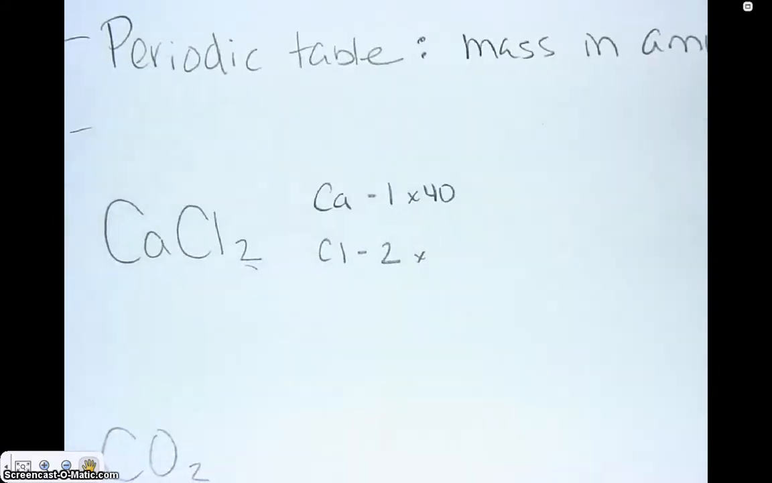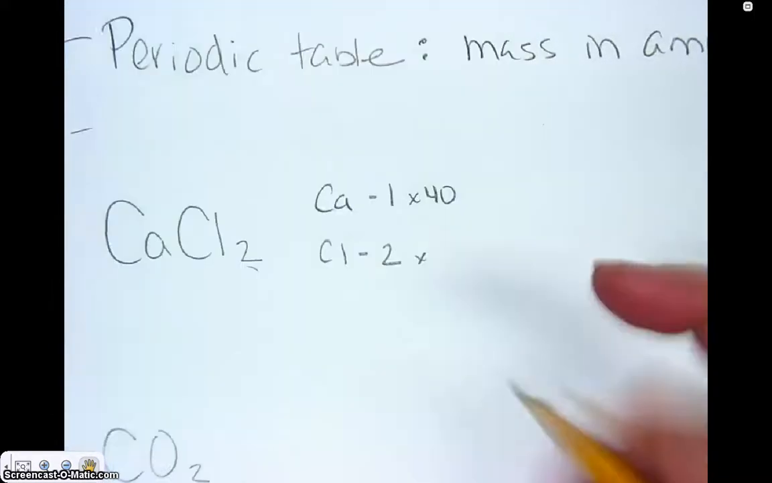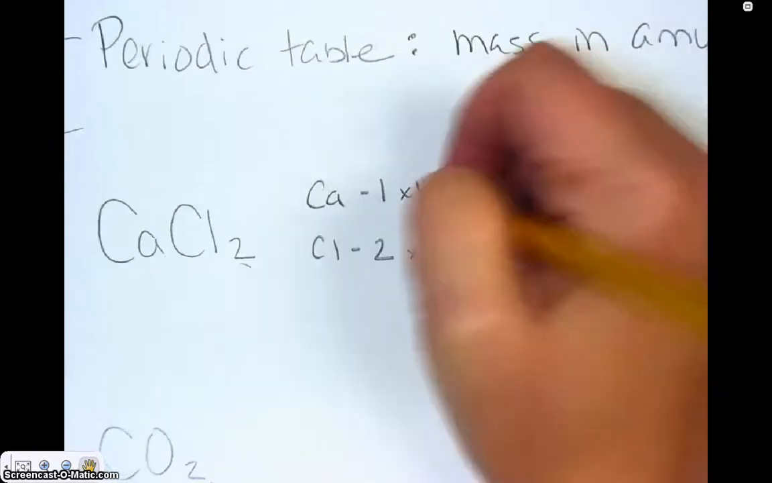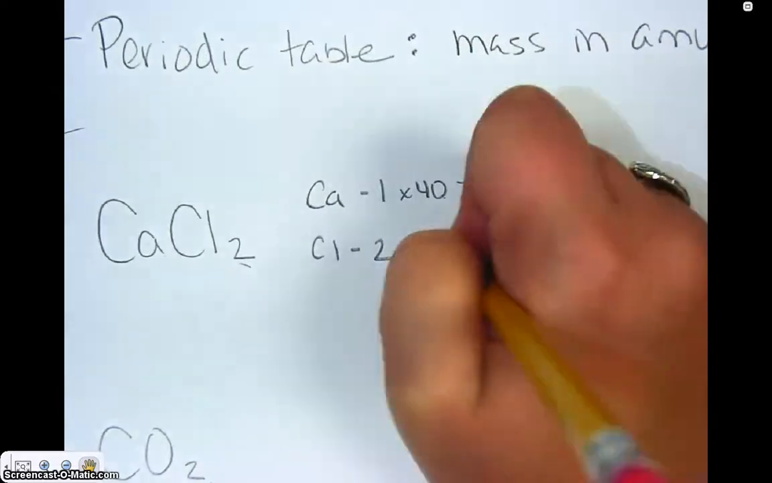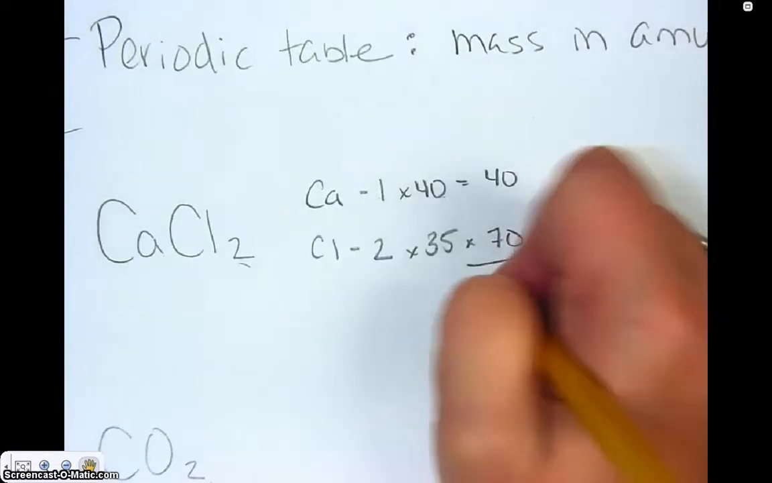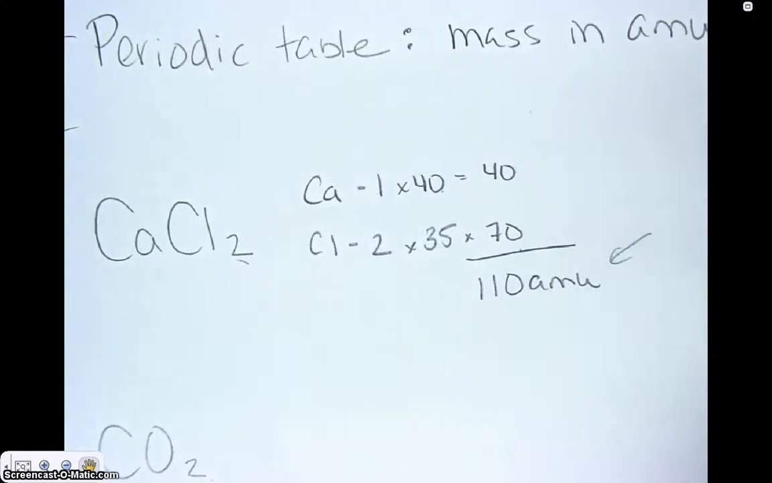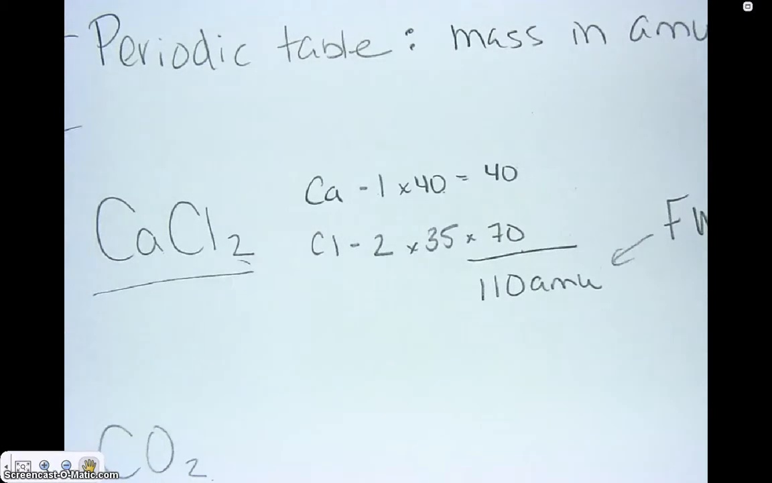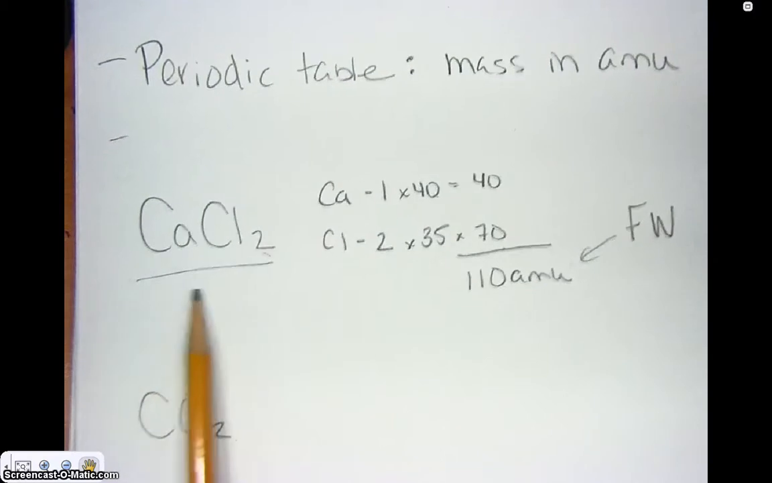Then if I take a look at chlorine, chlorine is 35.45, so I'll just round that to 35. It's simple. 1 times 40 is 40, 2 times 35 is 70, and if I add those together, I get 110 AMUs. This is the formula weight of calcium chloride. The reason I call it a formula weight and not a molecular weight is because calcium chloride is an ionic compound, so this is a formula unit.